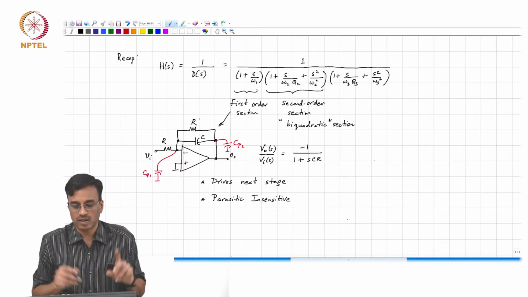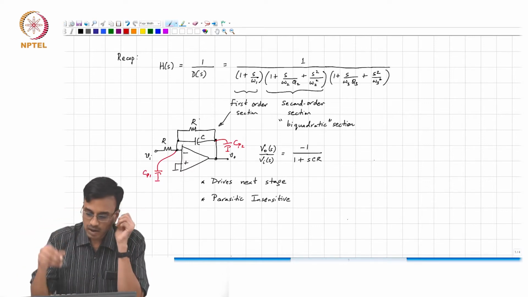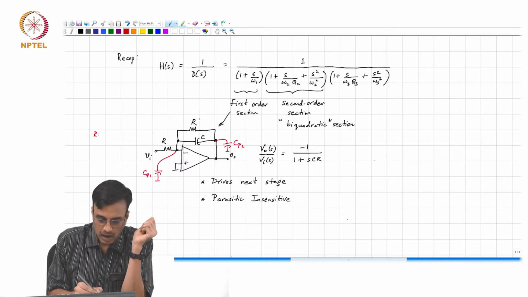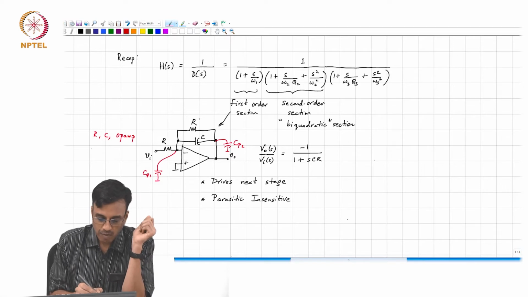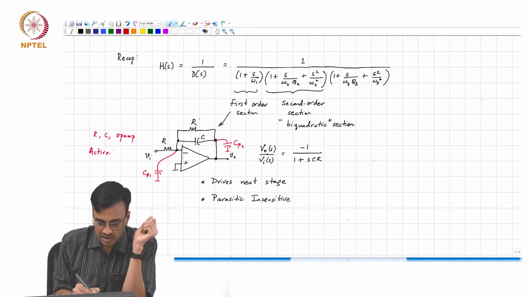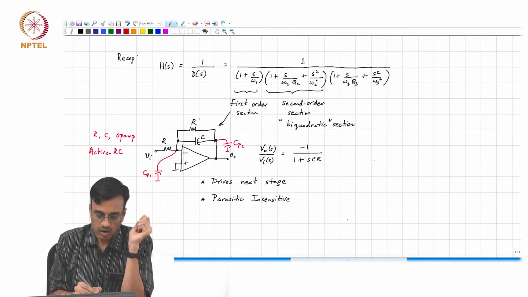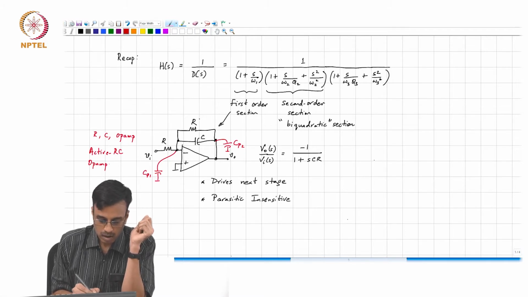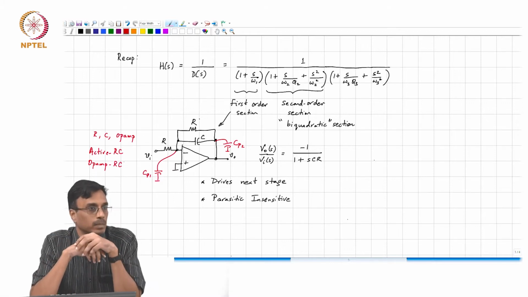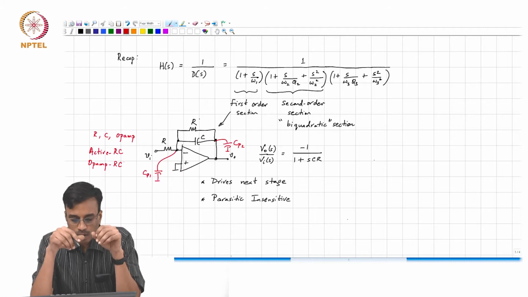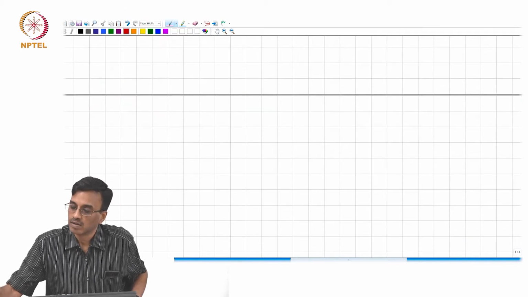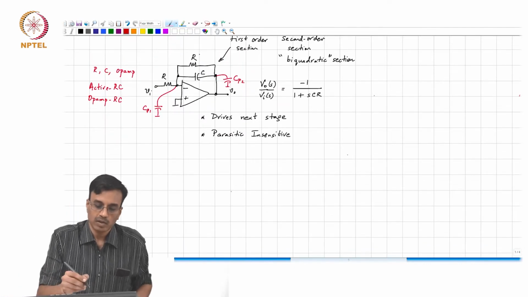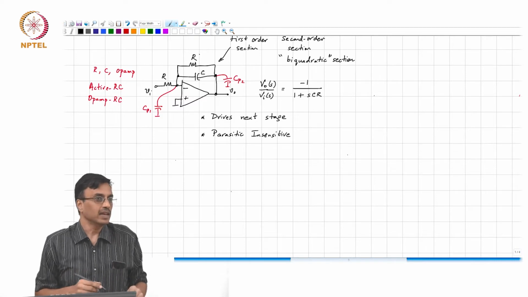And as you can see, this filter structure is very simple, no doubt. It consists of R, C, and an active element, which is the op-amp. So these are often called active RC filters or Opamp-RC filters. All right, so that was what we were doing yesterday. Now the next job is to basically figure out how to realize the second order section.